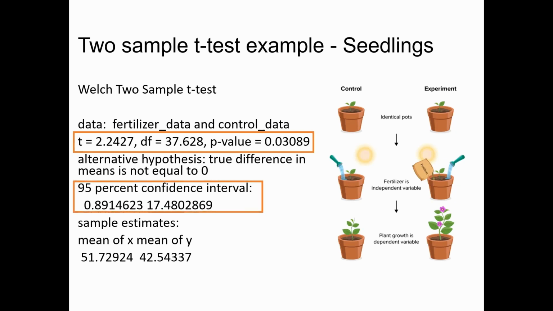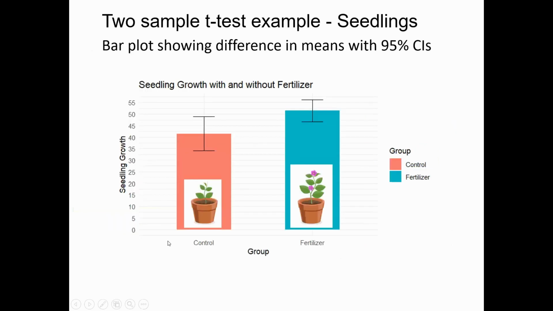And here the test gives us automatically the output of 95% confidence intervals for the difference between the means. So we look at the mean estimate of X and the mean of Y, so the mean of the fertilizer group and the mean of the control group. We have 51.7 and 42.5. The difference between these two is bracketed by the 95% confidence interval. And I'll go into that more here.